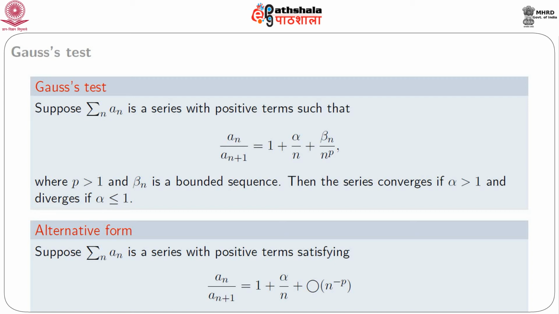So, looking at the last term, that is beta n by n to the power p, we can write the ratio an by an plus 1 in terms of big O. Actually, an by an plus 1 can be expressed as 1 plus alpha by n plus big O of n to the power minus p with p greater than 1. Then, as earlier, the series converges if alpha greater than 1 and diverges if alpha less than or equal to 1. Naturally, the criteria can be written more conveniently using the big O notation.